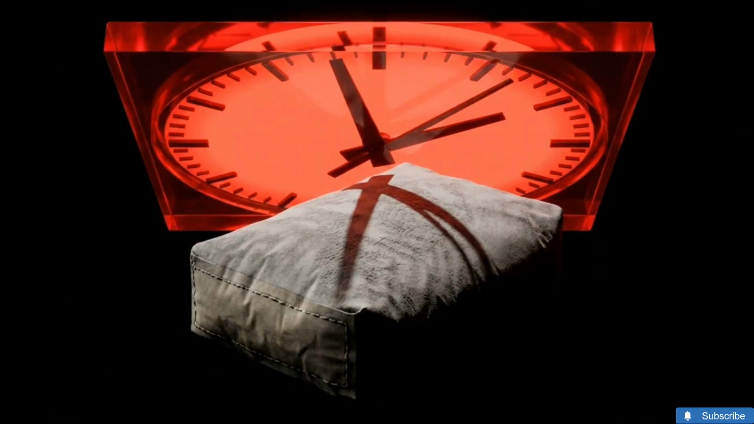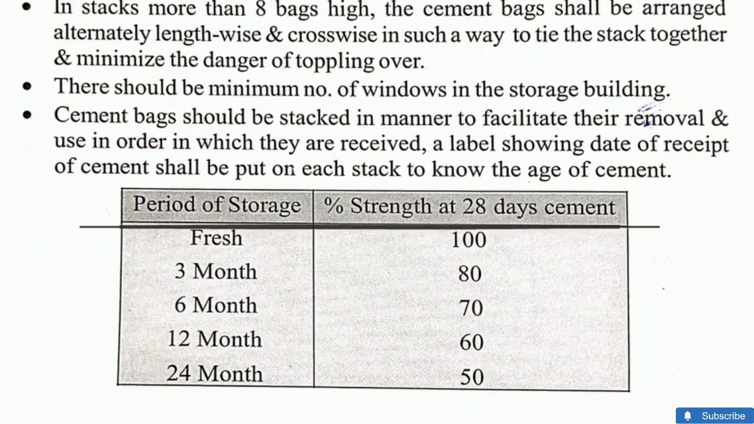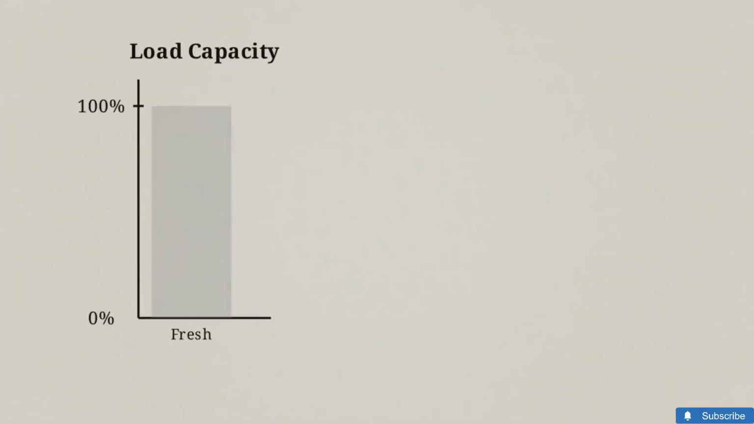Even with perfect compliance to IS 4082, standard Portland cement possesses an aggressive biological clock. It cannot be stored indefinitely. This table quantifies the chronological decay of cement's 28-day compressive strength. When fresh out of the factory, it operates at 100% capacity. But look at the 3-month mark. After just 90 days of sitting on a shelf, its efficiency drops to 80%.